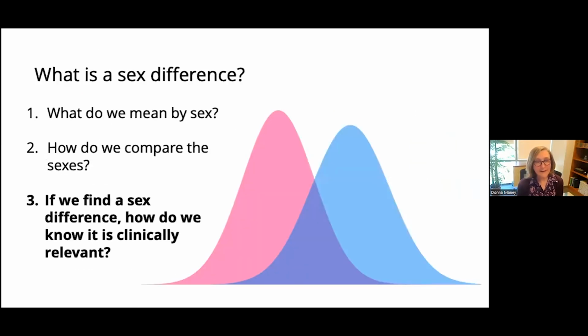Okay, so now let's say that we have detected a sex difference using rigorous statistical approaches. How do we know that it is an important sex difference, one that could end up affecting health outcomes? How do we know that it's clinically relevant?